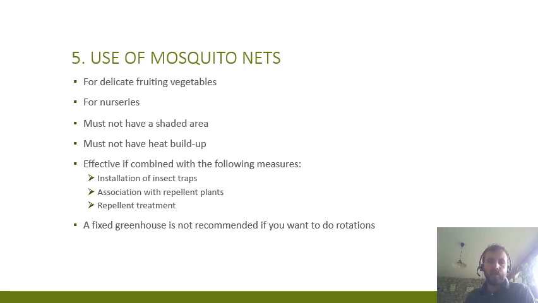It is often not sufficient alone, but if you add traps in it or add crop association with repellent plants, it can work really well. A fixed greenhouse is of course good to have, but if you have only one or not much place, it will be difficult for you to do rotation, and you might have soil-borne disease problems.